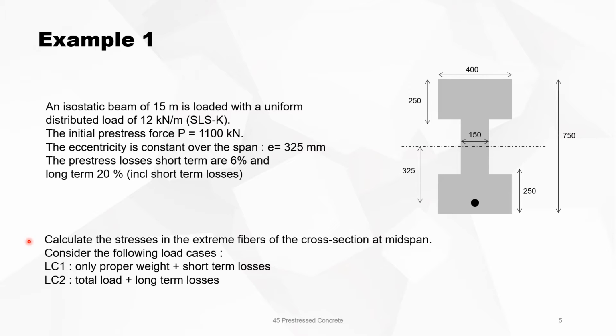We will calculate the stresses in the extreme fibers of the cross section at midspan. And we will consider 2 load cases. Load case 1 is only the proper weight plus short-term losses. That is at the start when the tendons are put under stress. And then on the long term, load case 2, which is the total load plus the long-term losses. So this is short-term, long-term.